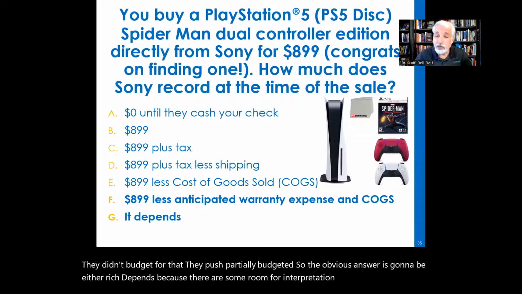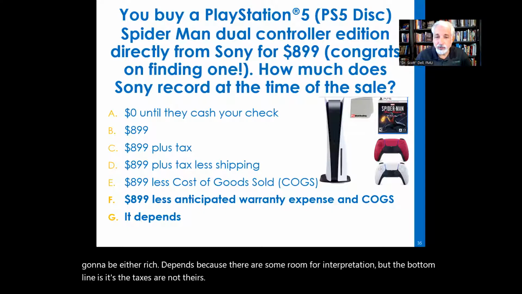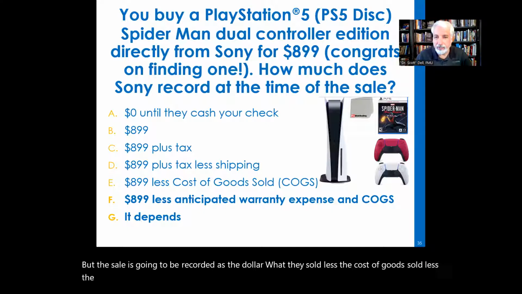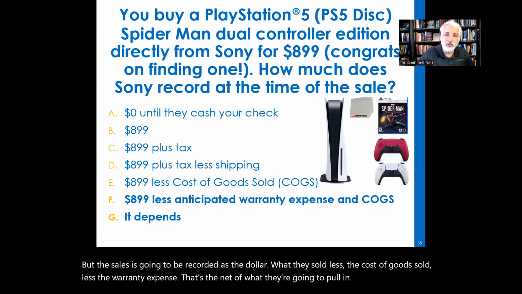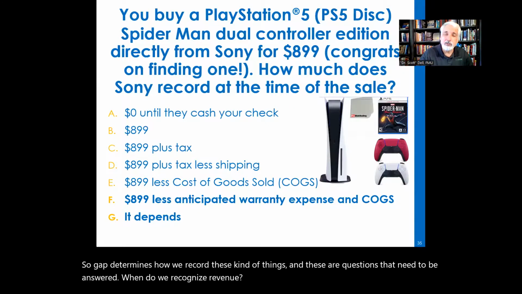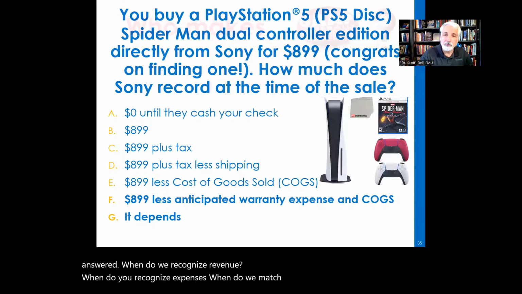But the bottom line is the taxes are not theirs, but the sale is going to be recorded as the dollar amount they sold, less the cost of goods sold, less the warranty expense. That's the net of what they're going to pull in. So GAAP determines how we record these kinds of things. And these are questions that need to be answered. When do we recognize revenue? When do we recognize expenses? When do we match things?